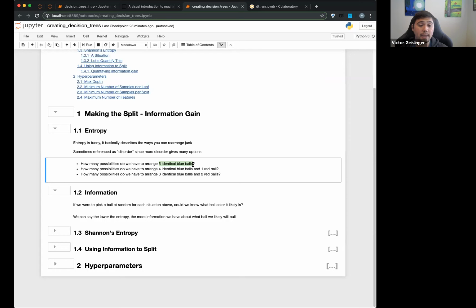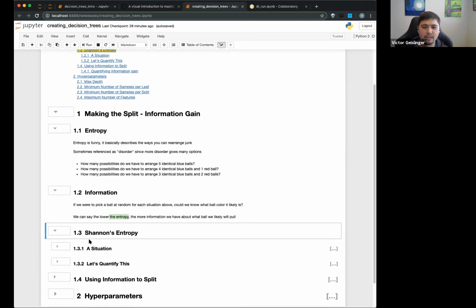If we were to pick one randomly out, how much information would we gain by just pulling one out? We can say that a lower entropy, which remember means fewer options to reorganize, gives us more information about what ball we will likely pull. So we already know before we even pull one out what's in there. The idea here is to get into a lower entropy state. Basically, the fewer options we have, the more information we gain. Okay, so this is where I'll talk about Shannon's entropy.